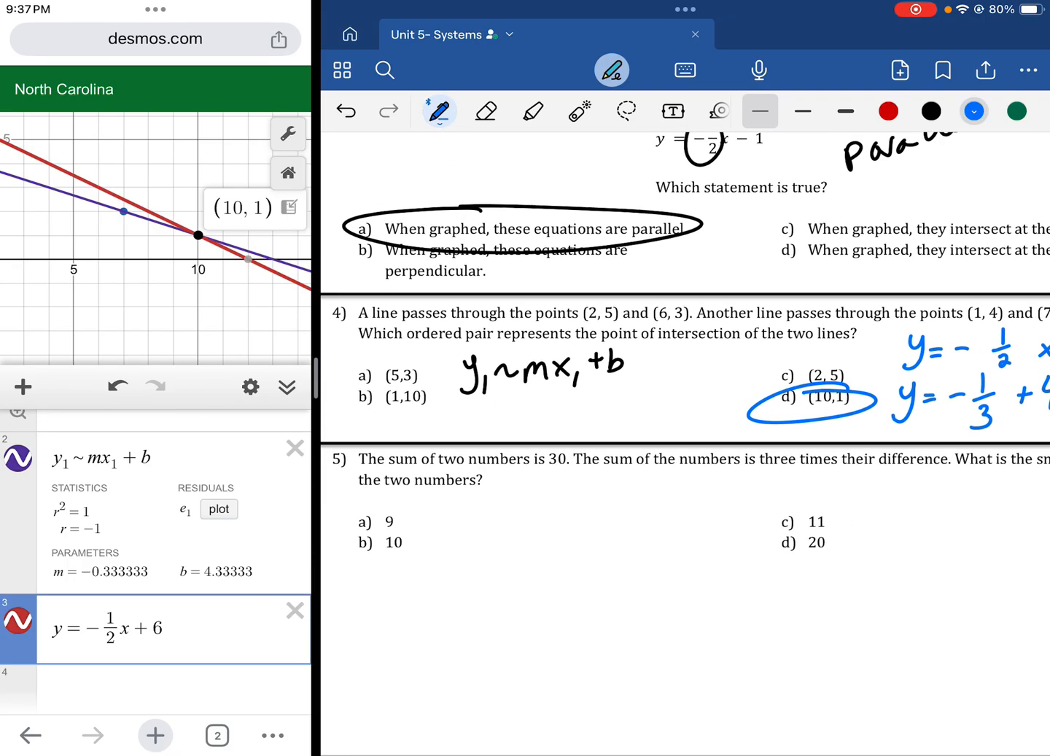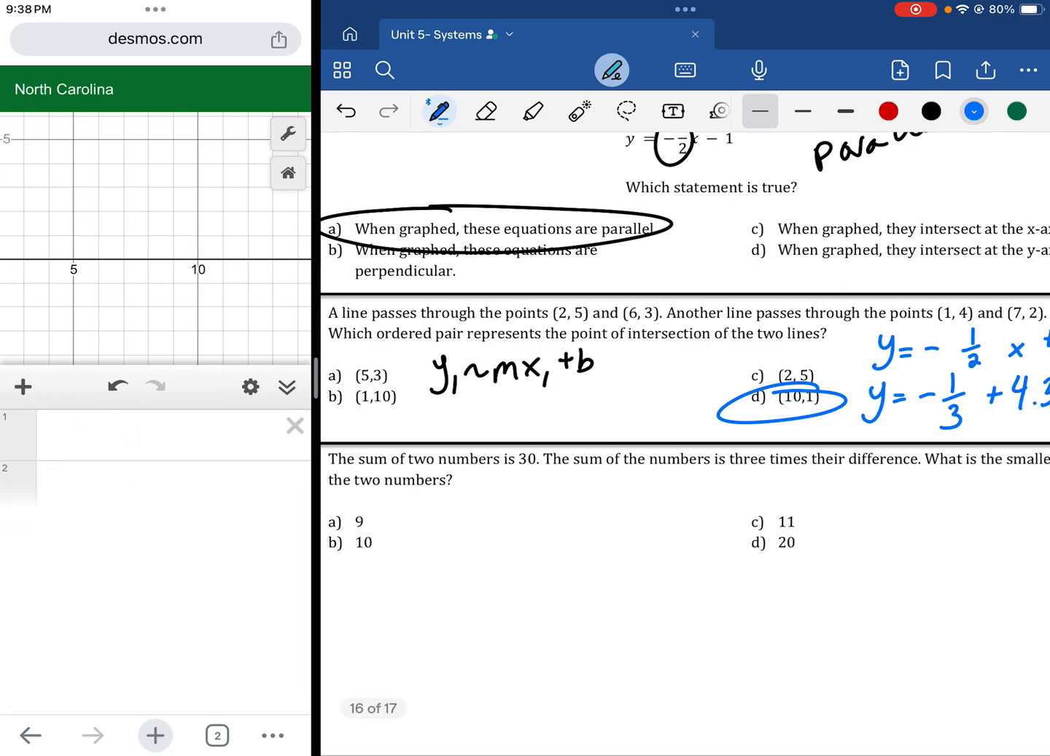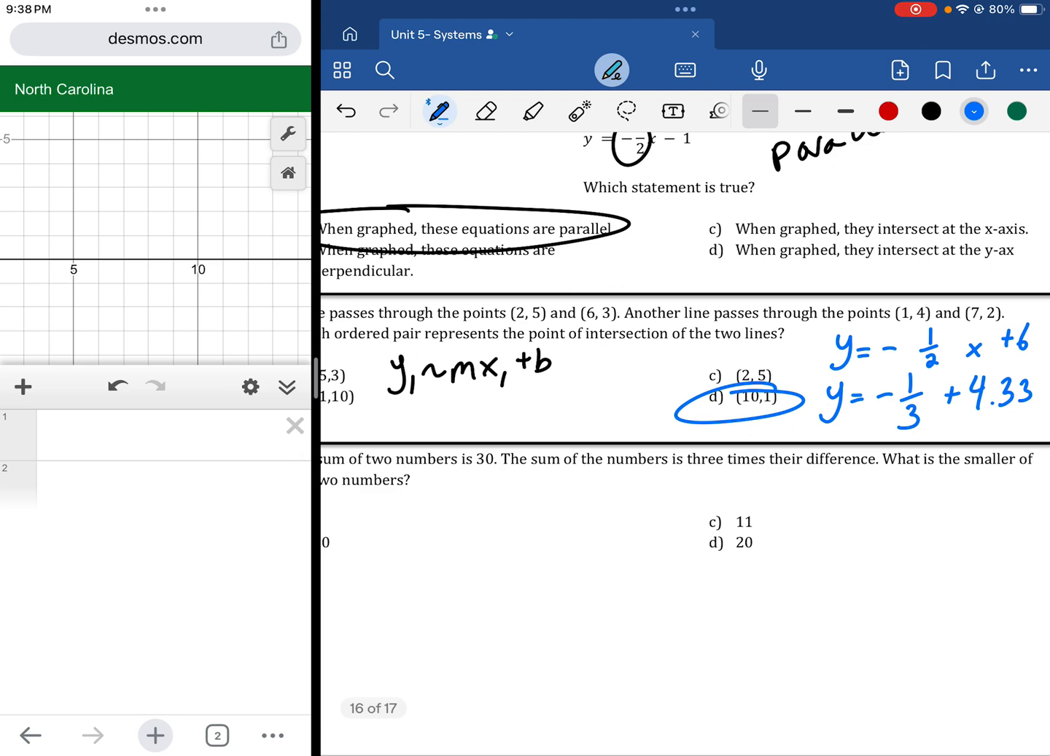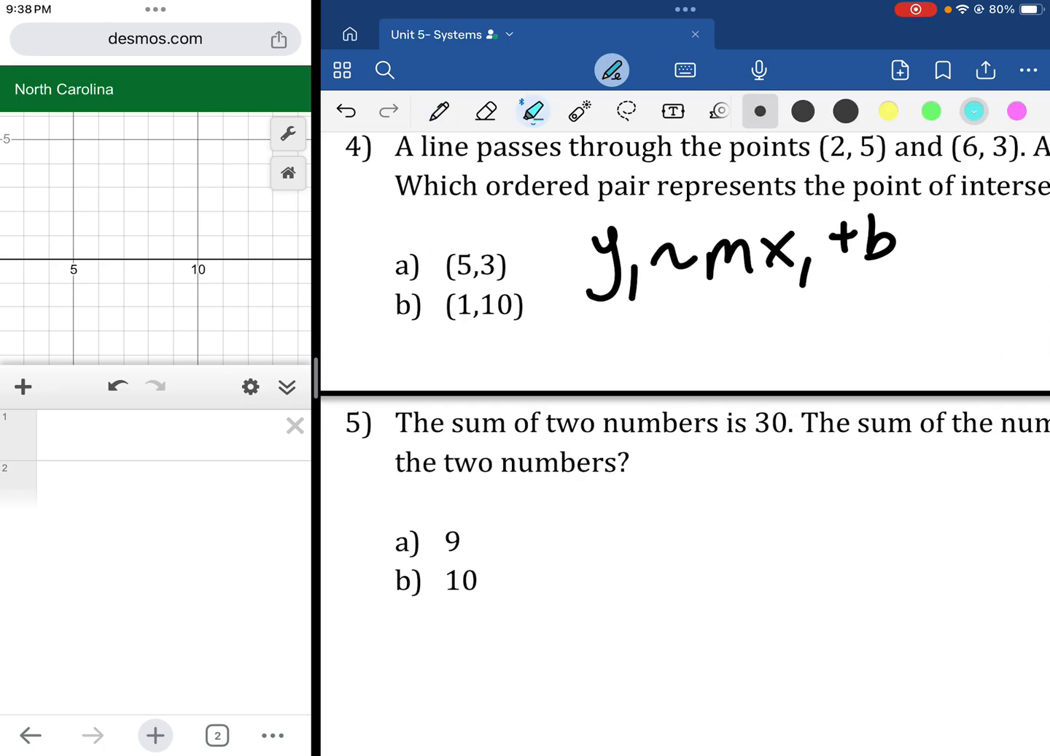And then the last one that we're going to do here, number 5. It says the sum of two numbers is 30. The sum of the numbers is 3 times their difference. What are the two numbers? So let's look at this first sentence right here. I'm going to do this in teal, this blue color.